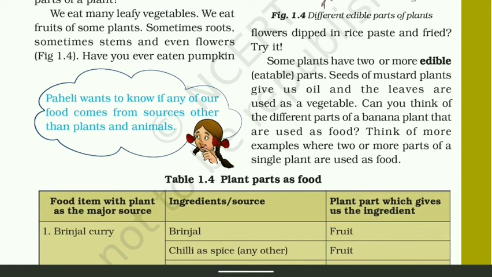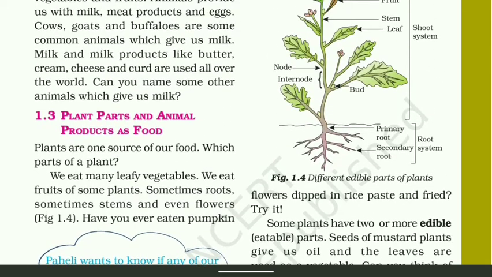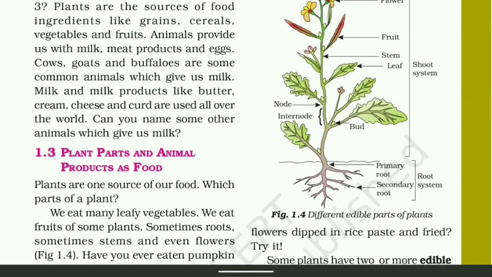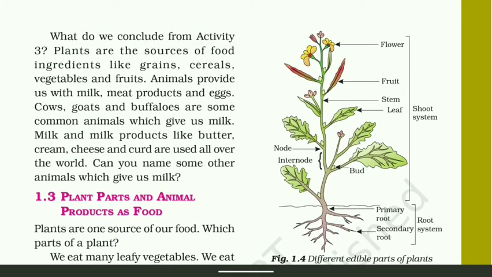Try it. Some plants have two or more edible parts. Seeds of mustard plants give us oil, and the leaves are used as a vegetable. Can you think of the different parts of the banana plant that are used as food? Think of more examples where two or more parts of a single plant are used as food. So this is diagram 1.4, different edible parts of plants. First of all, shoot systems.